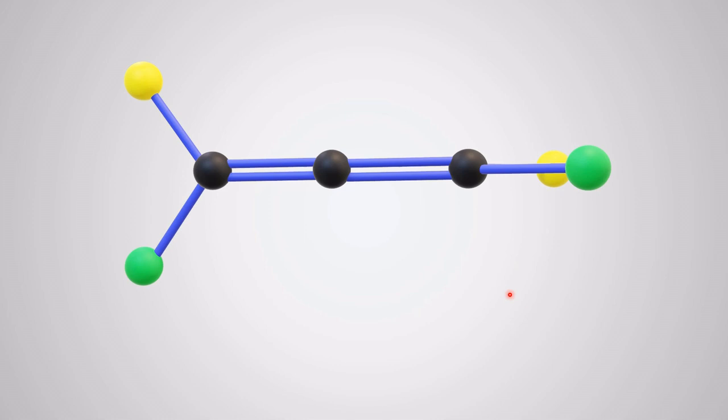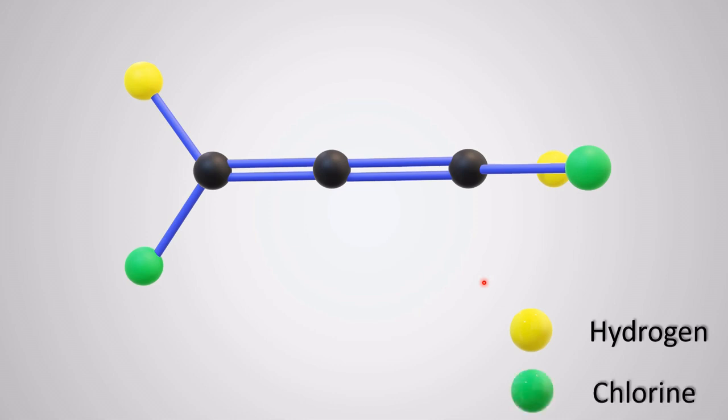This is the ball and stick model of 1,3-dichloroallene. The yellow spheres are the hydrogen atoms, the green spheres are the chlorine atoms, and the black spheres are the carbon atoms. As you can see, these two groups, the hydrogen and the chlorine, are in the plane of the paper. These three carbon atoms are also in the plane of the paper, whereas this chlorine atom is coming towards the observer, whereas the hydrogen is going away from the observer.